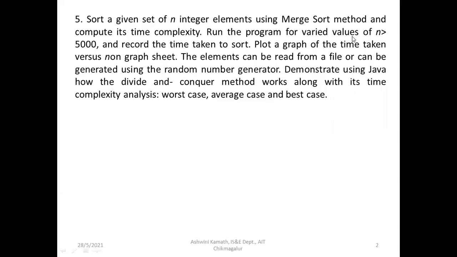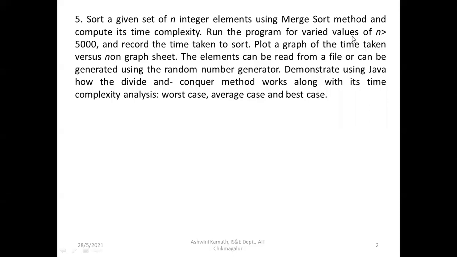Run the program for varied values of n greater than 5000 and record the time taken to sort. Plot a graph of the time taken versus n on graph sheet. Time taken versus n, okay? Time taken versus n on graph sheet. The elements can be read from a file or can be generated using the random number generator.